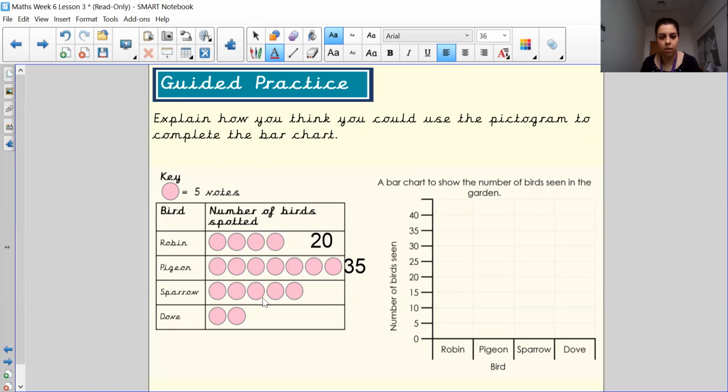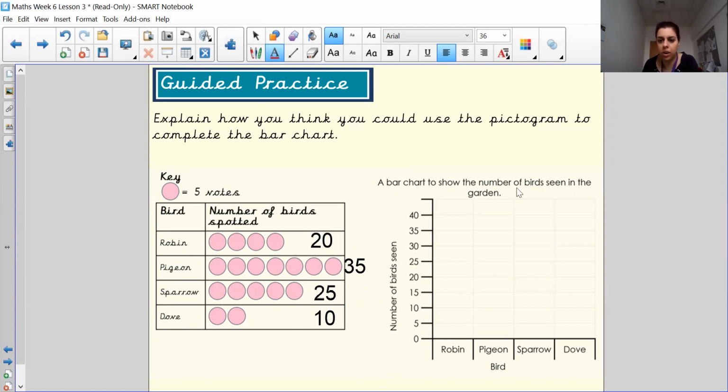Okay, let's have a look at sparrow. 5, 10, 15, 20, 25. So well done if you got that one right. And then the dove, 5, 10. So only 10 times. Okay, so that is my pictogram, and I've written my numbers just to help us with our totals. Now over here, it says a bar chart.